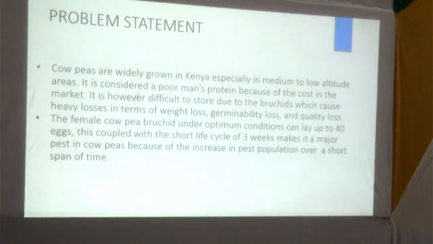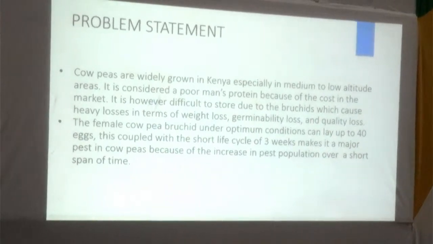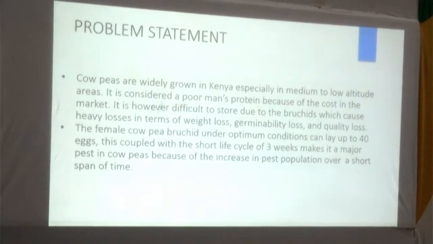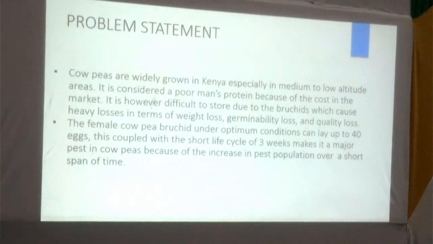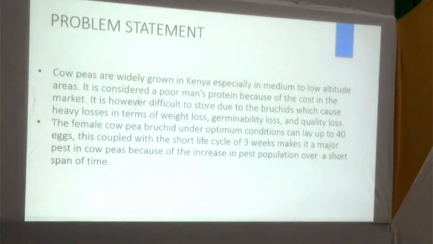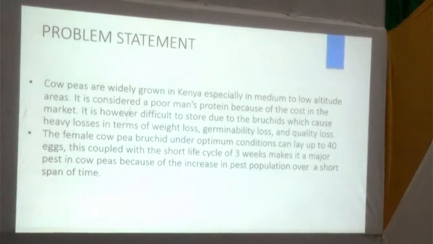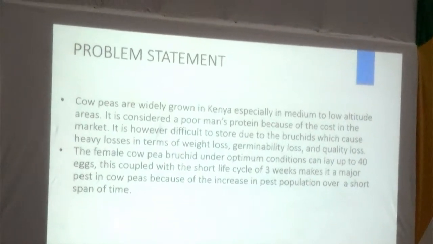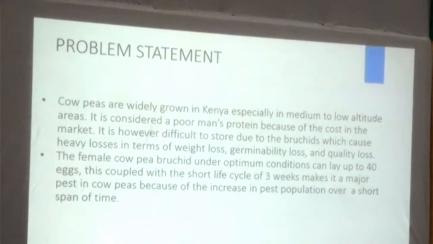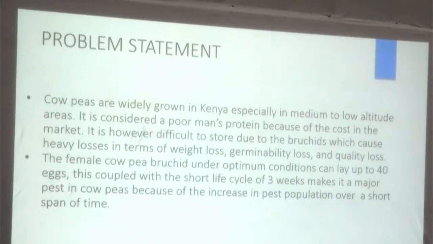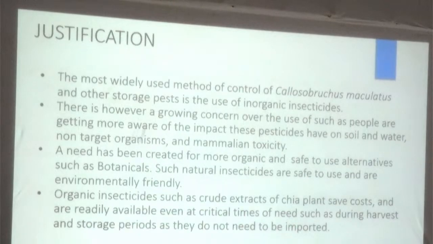So on to the problem statement. Cowpeas are widely grown in Kenya, especially in medium to low altitude areas. It is considered a poor man's protein because, of course, of the cost. It is affordable, it is cheap. It is, however, difficult to store due to bruchids, which cause heavy losses in terms of weight loss, germinability loss, quality loss. So the female cowpea bruchid, to add salt to injury, we talked about how many eggs she can lay. The development cycle takes 3 weeks. So considering we usually store for long term, you can imagine the population that will be there in the end.